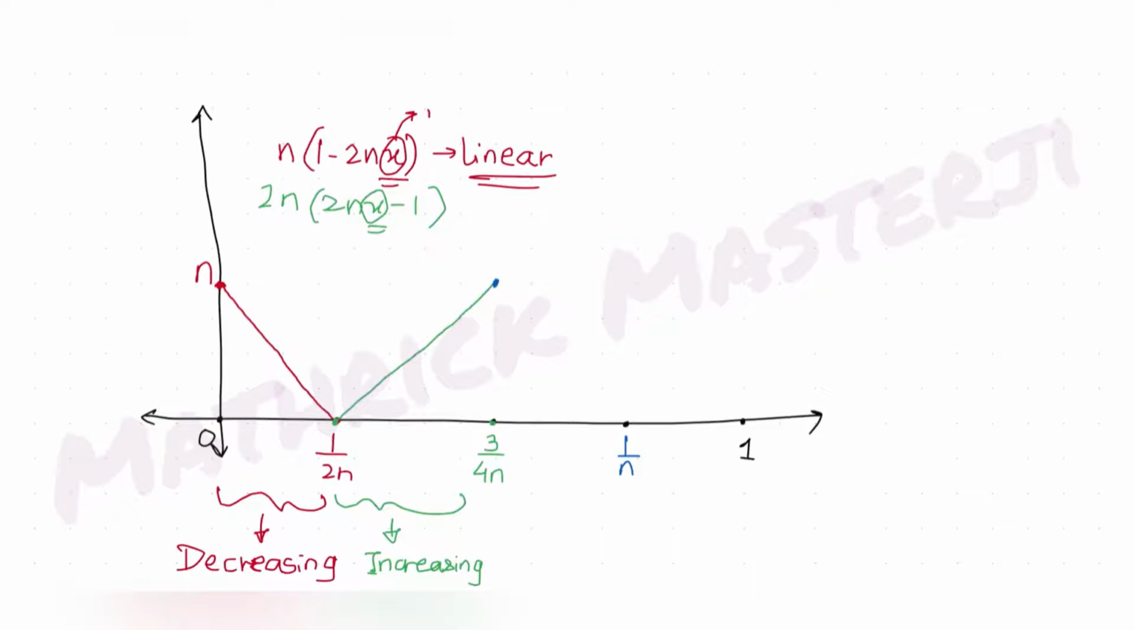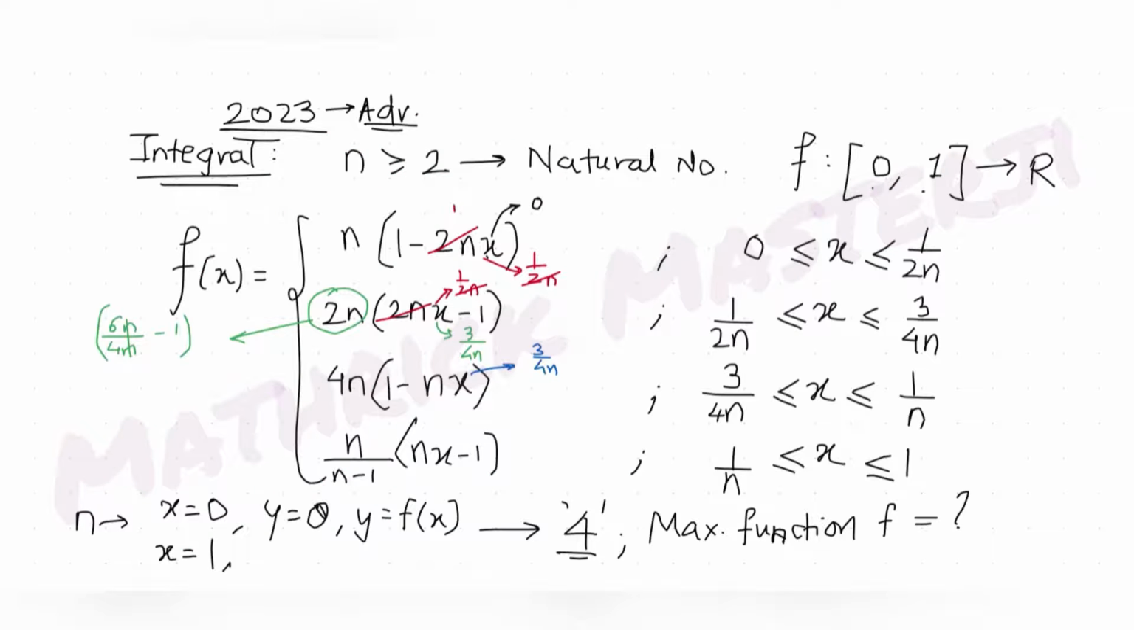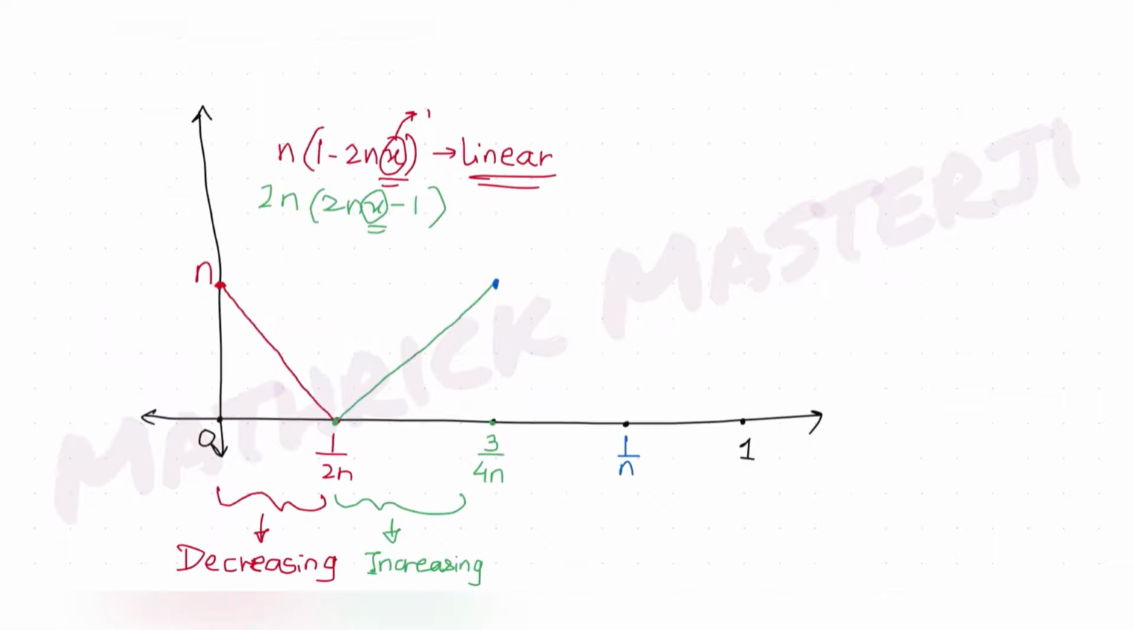And now if I put 1 over n, the n and n get cancelled. So 1 minus 1 is 0. 0 multiplied with anything always gives you 0. So you again get the function turning 0. And again, the highest power of x is still 1, so it's still a linear function. I get a straight line again, but a decreasing function here. So for this interval, the function is decreasing.